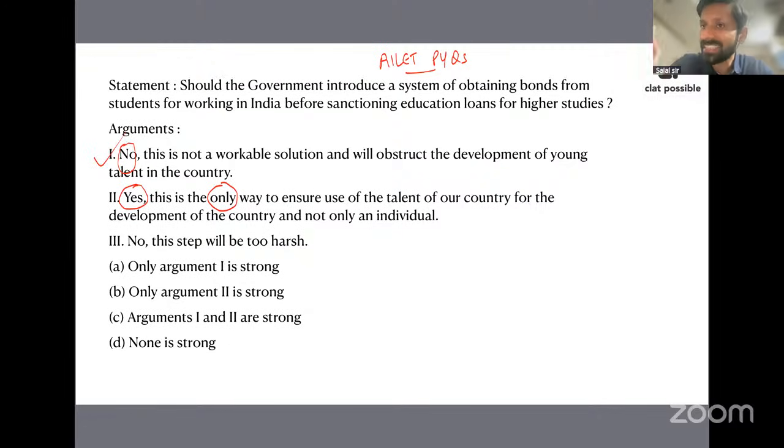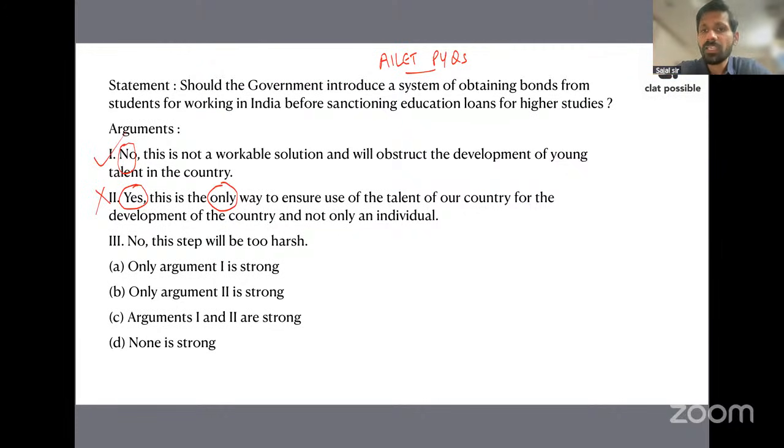But in this case, as I said, we are testing yes and no, and we are also testing the reason. So I'm not taking the reason to be true automatically, right? I'm actually checking it. So to say this is the only way to ensure use of talent, right, for the development of country, I have a problem with that statement. Is this the only way? Right? So the reason is not good enough. So two is not a good argument.